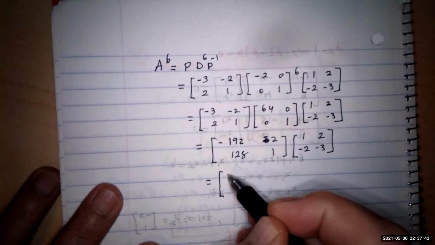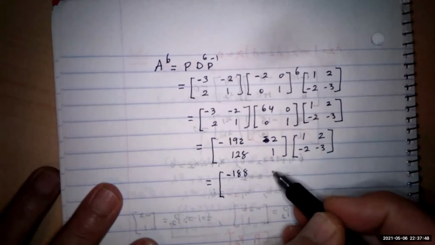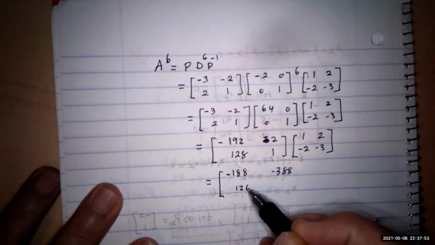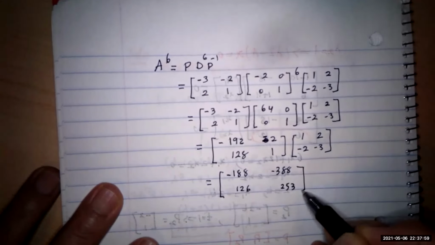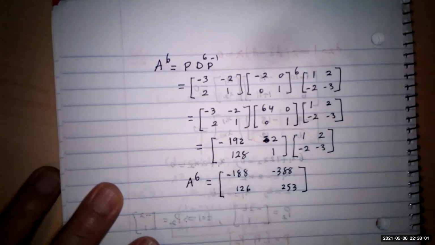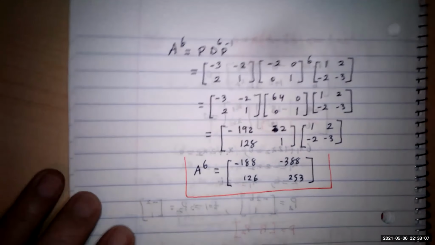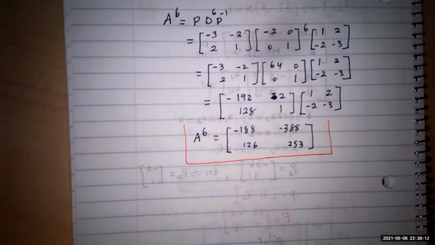So eventually it's going to be -188. Okay, if we multiply, the other one is -388. And this is going to be 126 and the 256. You can check it. This is going to be A to the 6. Okay, so this is how we are going to use diagonalization in order to get the power of a matrix. Just want to give you an example. Make sure that you are going to do this problem on the final for us. Okay, so that's the powers of a matrix.